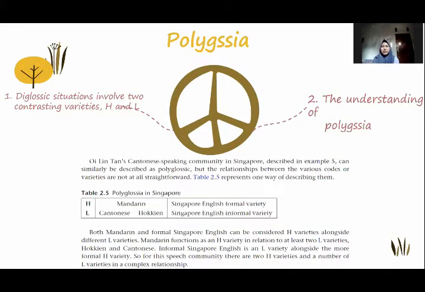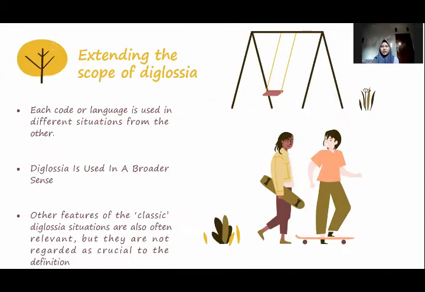Literature is generally written in H rather than L, but there may be a rich oral literature in L. H has generally been standardized and codified in grammar books and dictionaries for centuries. L languages are also increasingly being codified and standardized. Next slide, please.